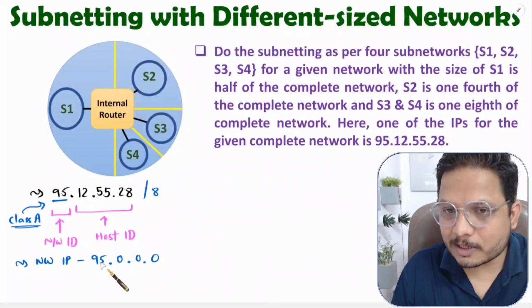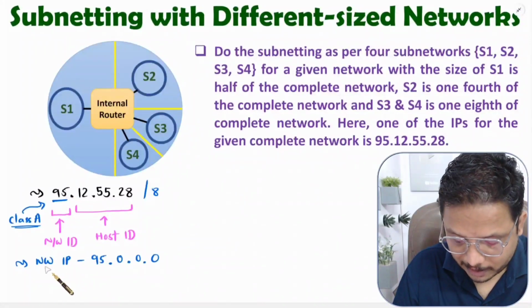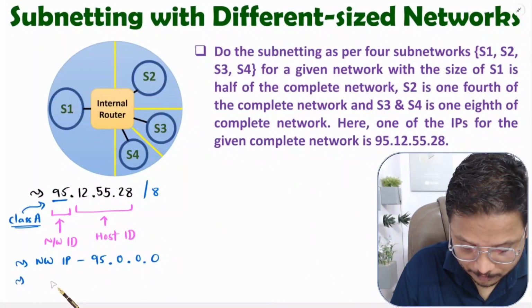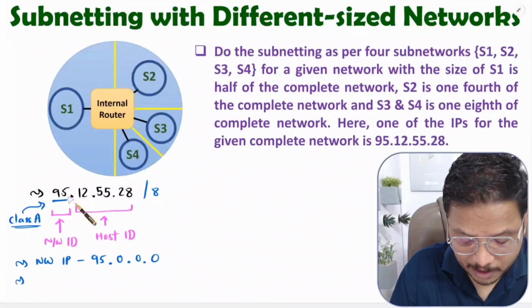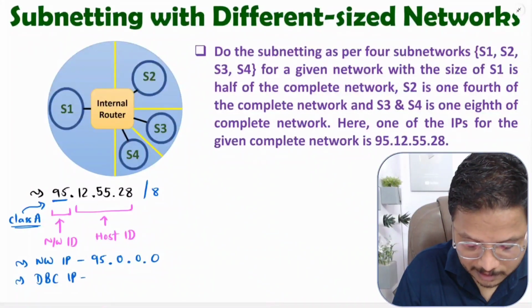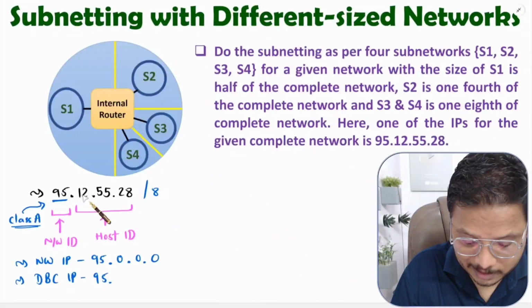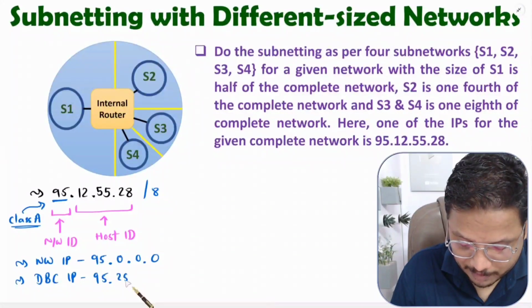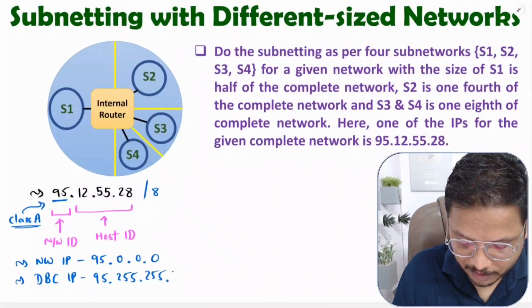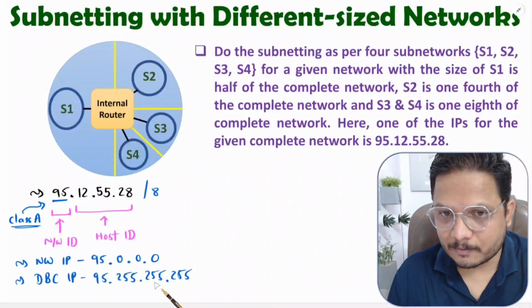So that is the lowest IP which is there with this given network ID. So that is the network IP. And the highest IP of the given network, that will be the direct broadcast IP. So for the direct broadcast IP of this given network, the first 95 will remain as it is, then the highest value: this octet could have 255 as the highest value, this octet could have the highest 255 value, right? So that is how the direct broadcast IP will be there with us.